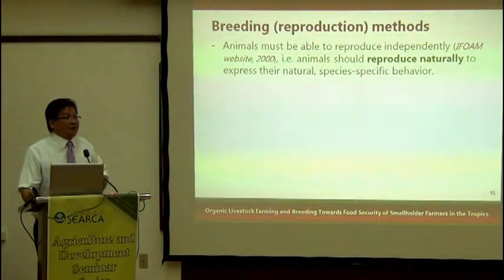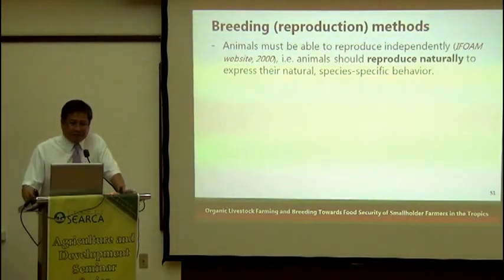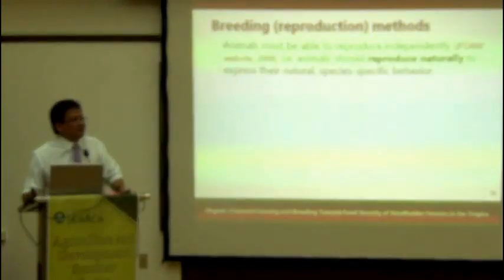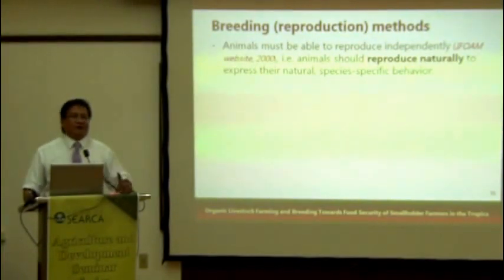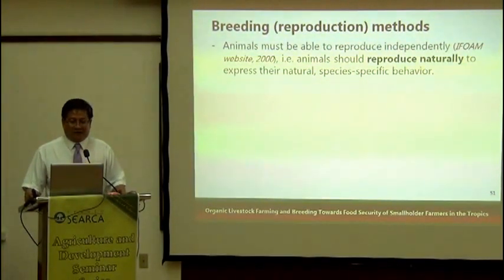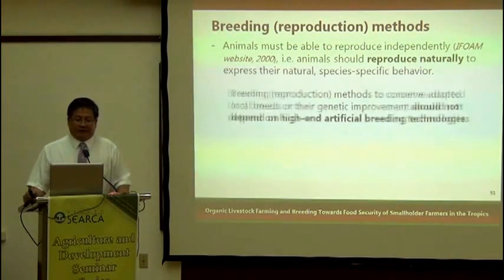Breeding, as in the reproduction, the mating system, or the mating process. Animals must be able to reproduce independently. In animal science, what we call that is artificially. Independently, you need them in their lives. Animals should reproduce naturally to express their natural species behavior.